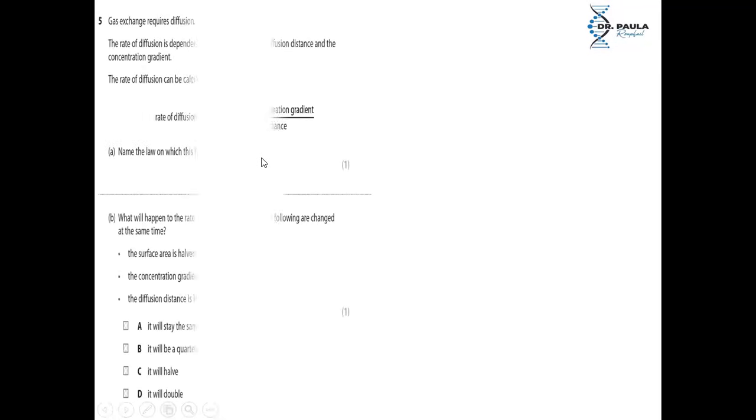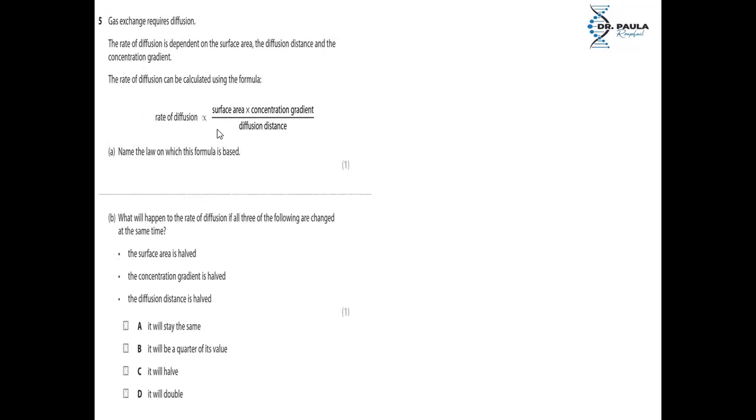Coming to the last question. The question is talking about the gas exchange. You have to read the head of the question quite well, because you can expect what topic the 6 marker is talking about. Gas exchange requires diffusion. The rate of diffusion is dependent on the surface area, diffusion distance, and the concentration gradient. The rate of diffusion can be calculated using this formula. And for sure, from our studying, you know that this law is called Fick's law of diffusion.